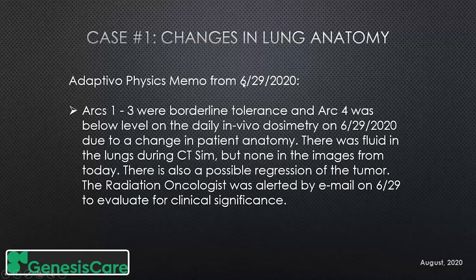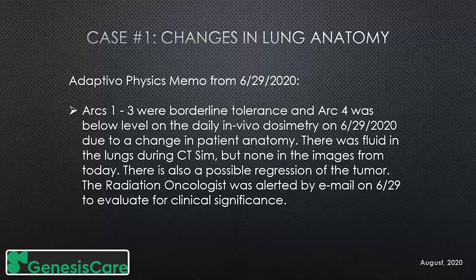This particular one here was the first notification I received, on June 29th. I analyzed the gamma failure, and I had to put in a conclusion. We call it a physics memo that goes into the gamma report. I'll just read this to you. It says arcs 1 through 3 were borderline tolerant, and arc 4 was below level on the daily in vivo dosimetry on June 29th due to a change in anatomy.